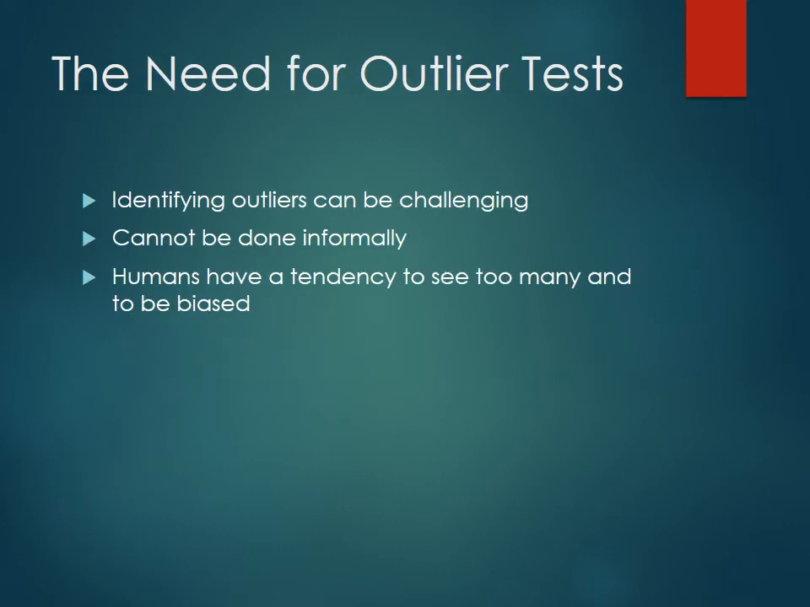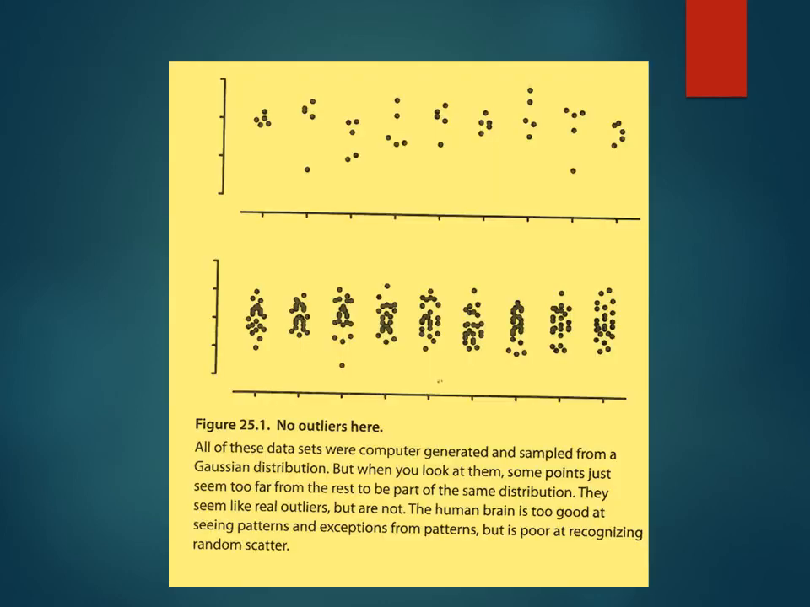So identifying outliers can be pretty challenging. It really should not be done informally. You really need to do outlier tests to determine whether a data point you have is truly an outlier or not. And again, humans have a tendency to see too many and tend to be biased in that. Even though it looks like an outlier, it may not be, and you can't just eyeball it. Looking here, even though there's pretty wide scatter and what looks like some outliers, all of these data sets were sampled from a Gaussian distribution, right? Because we can't eyeball this, we typically have tests that let us know whether or not these values are truly outliers.